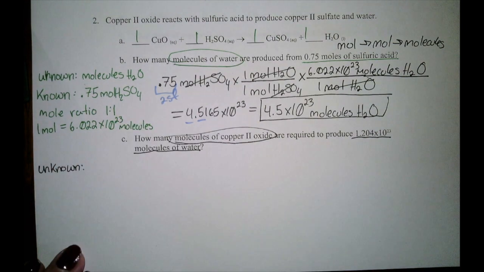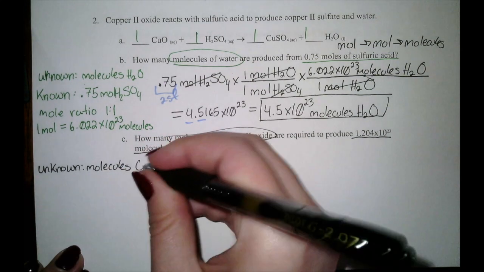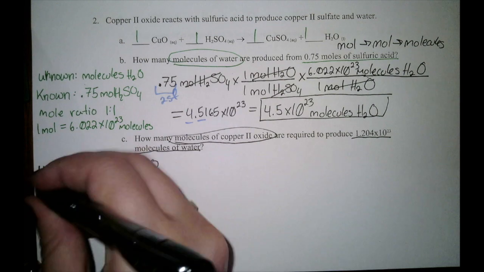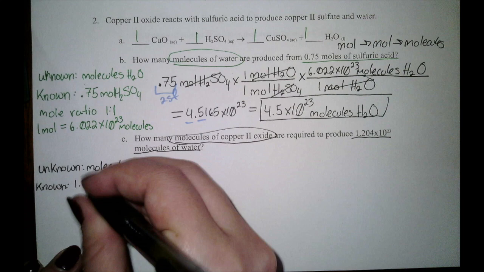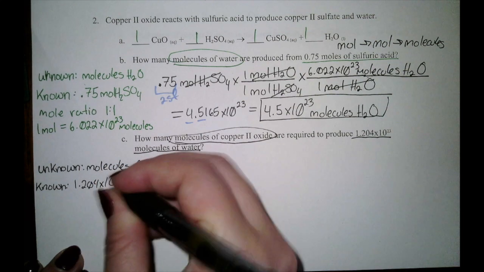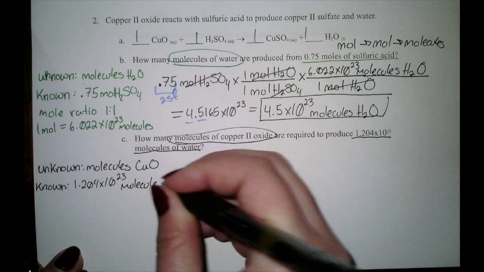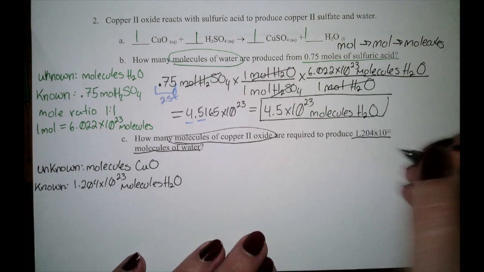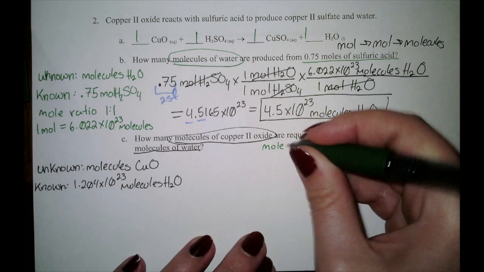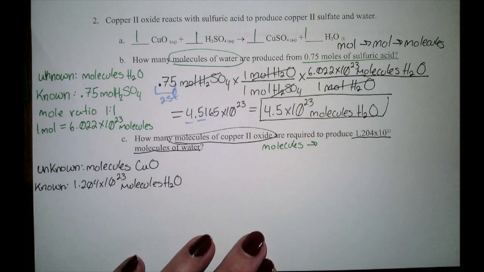Our unknown in this case is molecules of copper 2 oxide. Our first known is 1.204 times 10 to the 23rd molecules of water. Now looking at this, I am starting with molecules of water, and I want to get to copper 2 oxide molecules.